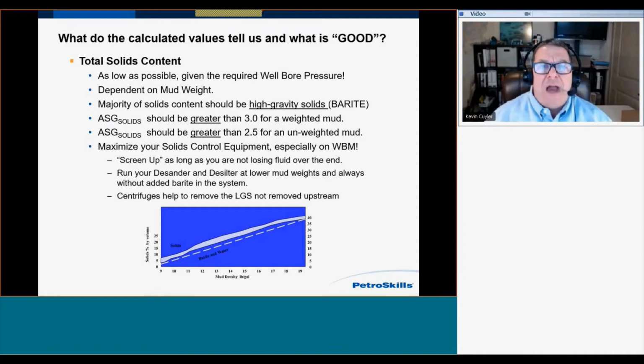Always try to maximize your solids control equipment, especially on your water-based mud. Screen up whenever possible, as long as you're not losing mud over the end of your shakers. Depending upon your pump rate, depending upon how fast you're drilling, and what the volume of solids is that's coming off the end, always try to maximize the screens, going to a smaller mesh screen, getting more solids removed off the end, and having a cleaner fluid.